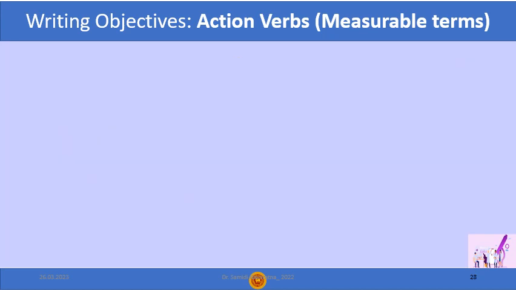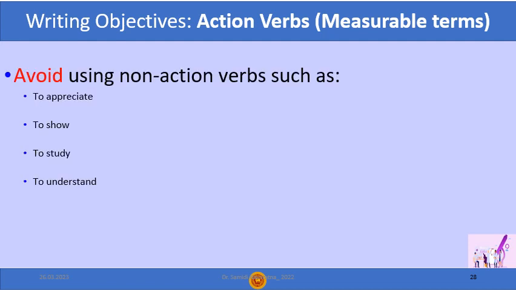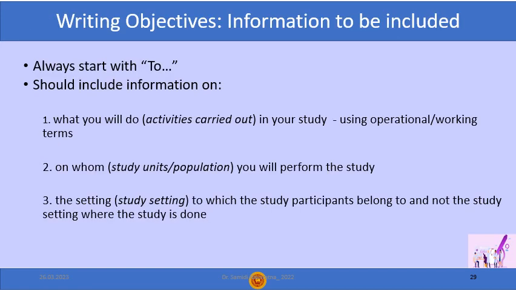There are certain verbs that you need to avoid when you are writing objectives. You have to avoid non-action verbs like to appreciate, to show, to study, to understand. These are not accepted. How you appreciate something may be different from how I appreciate, so there is subjectivity connected. So you need to avoid these things.